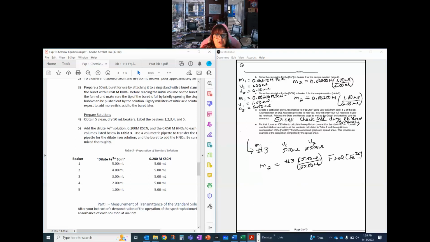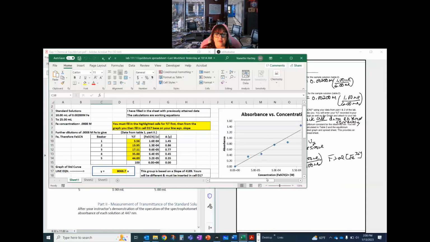The next thing it says is to create a calibration curve, absorbance versus FeSCN2+ concentration, using your data from part 1 and 2 of the lab. A spreadsheet on D2L has been provided to help you. Well, if I want to use that, I got to go find that spreadsheet, right? Let me pull up the spreadsheet. This is what you've been given.